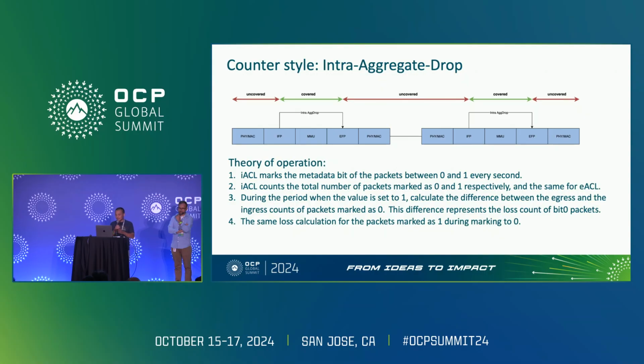Before the introduction of the final solution, let's start from the basic theory of the intra-array job. The first, the ingress ACL alternately marks a bit in the metadata of the packets between zero and one every second. The metadata is processed by the switch. The second, the ingress and the egress ACL count the number of packets with bit 1 and 0 respectively. The third, during a period when the ingress ACL sets the bit to 1, we calculate the difference of packets marked as bit 0 between the egress and the ingress counters. The calculated difference represents the loss count of the bit 0 packets. It's a little bit complex, but I think you can get it. The last, similarly, we can calculate the loss for the bit 1 packets when the bit is set to 0.